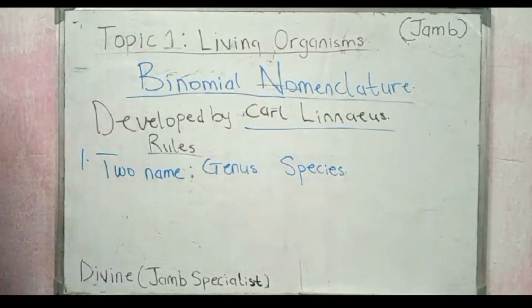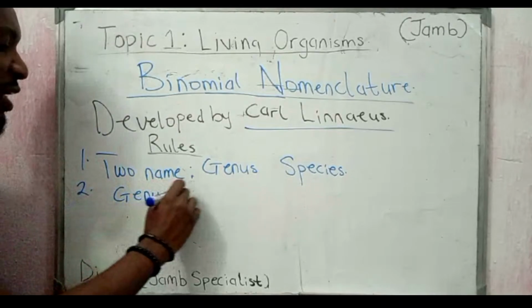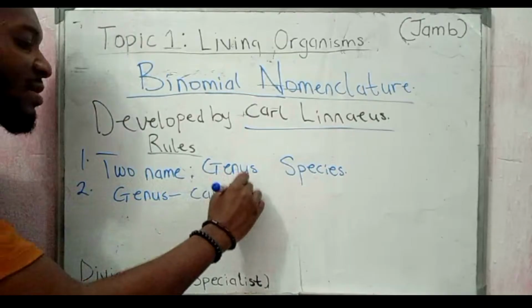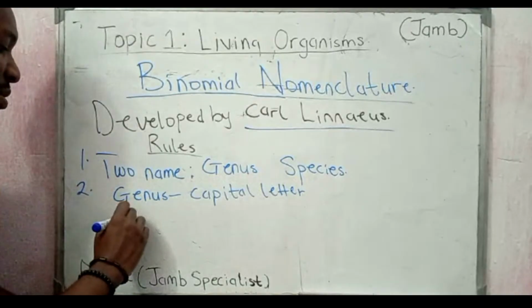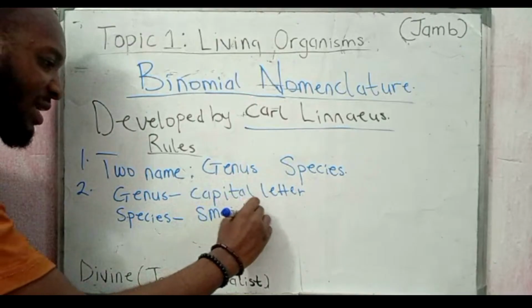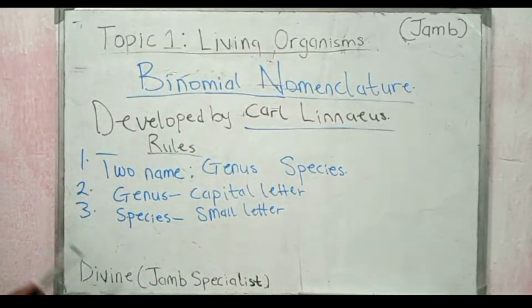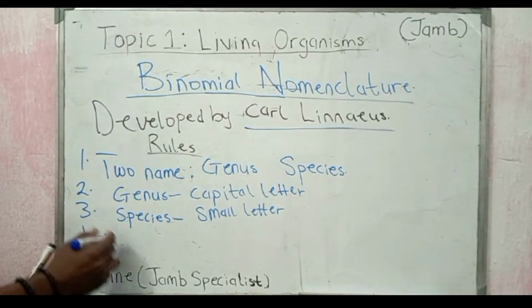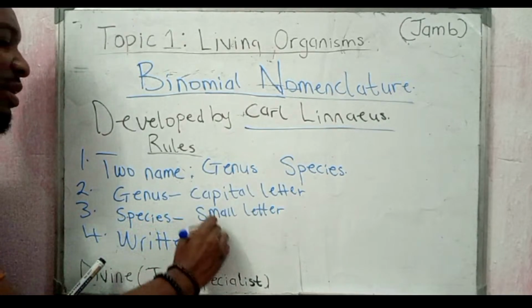That was the first rule. And the genus must start with a capital letter. That's rule number 2. While the species must be in small letter. Hope you're writing this down. And you can write it in italics.